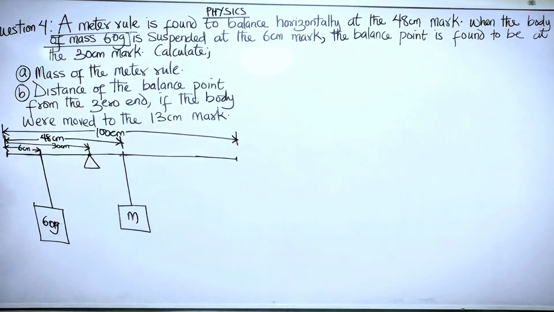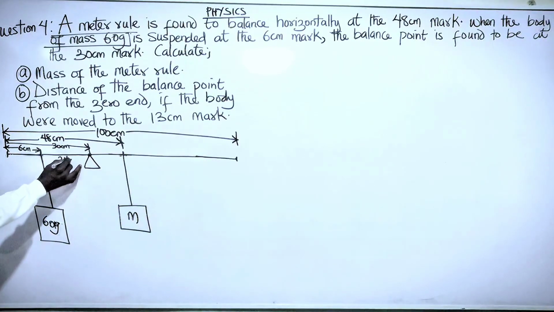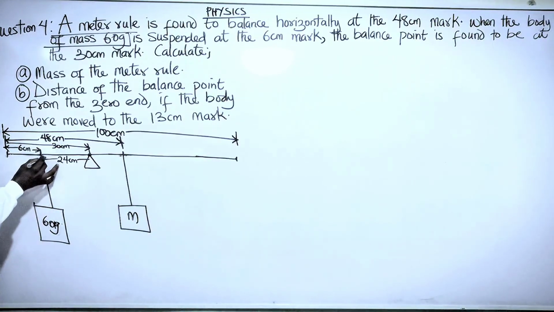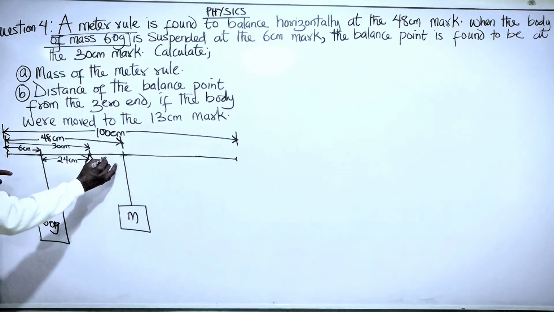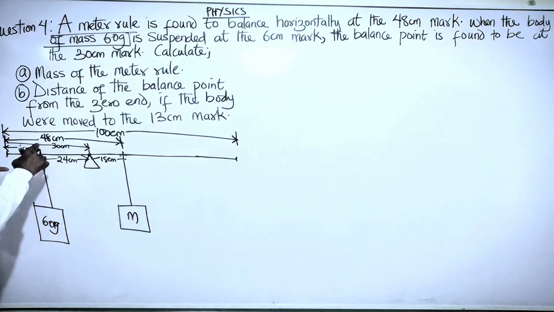So let's compare. If from here to here is 30 and here is 6, what will be from here to here? It will be 30 minus 6, which is 24. So this is 24 cm. How about this? If this is 48 and this is 30, that will be 18 cm, correct, because 30 plus 18 gives us 48.